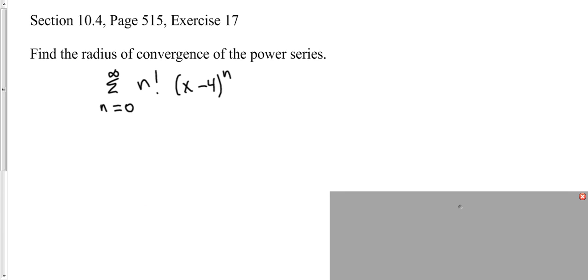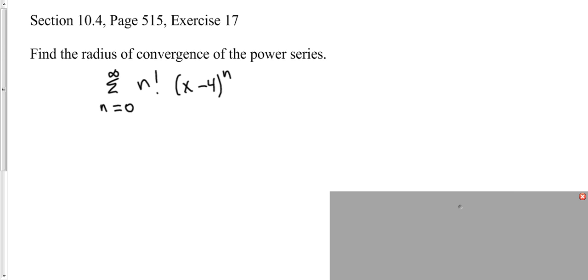Do section 10.4, page 515, exercise 17, which reads, find the radius of convergence of the power series. And our series for exercise 17 is the summation from n equals 0 to infinity of n factorial times (x minus 4) to the n.